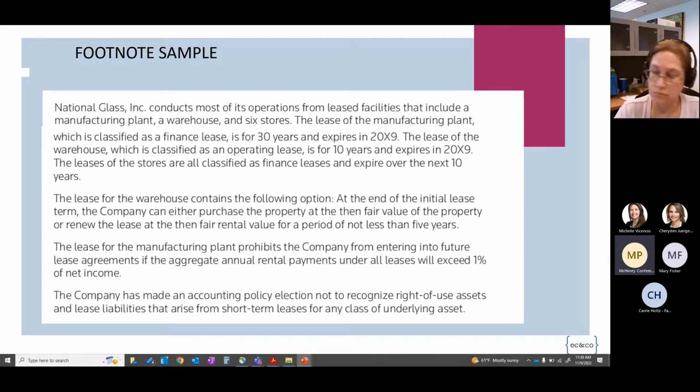And then lastly, that last line is the accounting policies. Which is a good thing that you have for adopting those accounting policies, because in the footnotes, we actually have to list them out, saying that you made an election not to recognize right of use assets and lease assets that arise from short-term leases. So that's why it's a good idea to get those applied before the end of the year so that we can add it to the footnote, and we have everything that the standard is requiring.